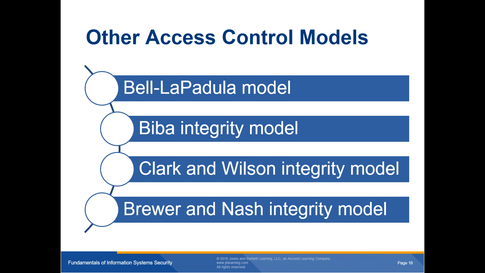And Brewer and Nash. This was built based on a mathematical theory published in 1989 to ensure fair competition. It is used to apply dynamically changing access permissions. It can separate competitors' data within the same integrated database to make sure users don't make fraudulent changes to objects that belong to a competing organization.